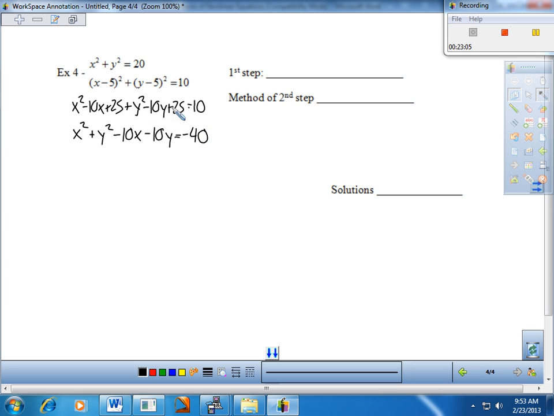So here's the 25 and 25, which makes 50. I'm taking that 50 and bringing it over to the other side. 10 minus 50 should be this. Now I'm trying to be very organized with what I see here. This is looking pretty good to me.